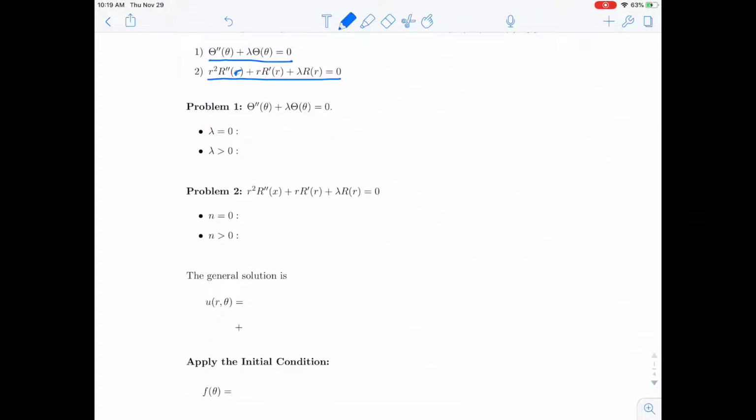Last time we solved the first problem, we saw that if lambda is equal to 0, then our only eigenfunction is 1. But if lambda is bigger than 0, then our eigenfunctions are of the form c1 cosine of n theta plus c2 sine of n theta, where the eigenvalues are lambda sub n equals n squared.